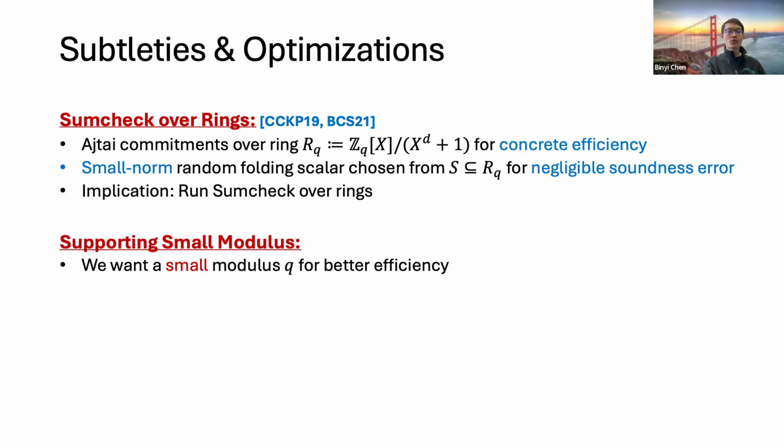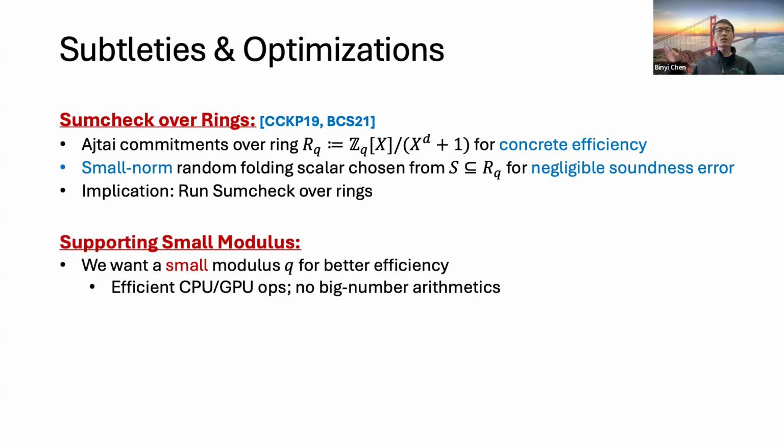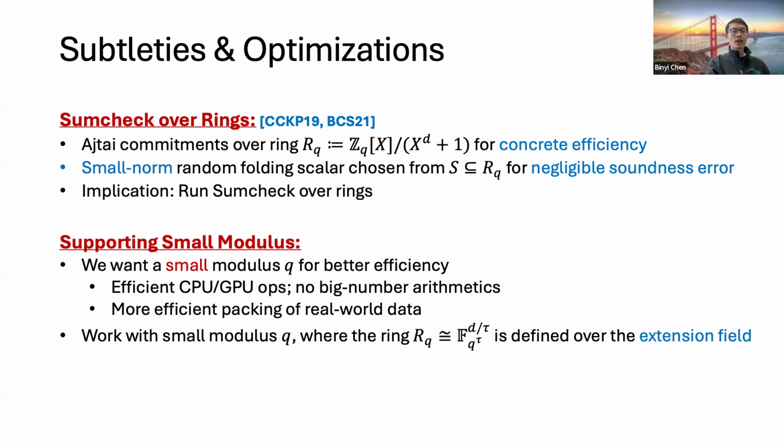And second, we want to support this small modulus q, which I mentioned previously, so that you can have very efficient CPU and GPU operations with no big number arithmetic, and you can more efficiently pack real-world data inside these ring elements. And we can also achieve that with some adaptation and optimizations.